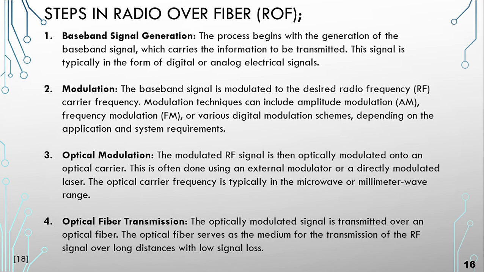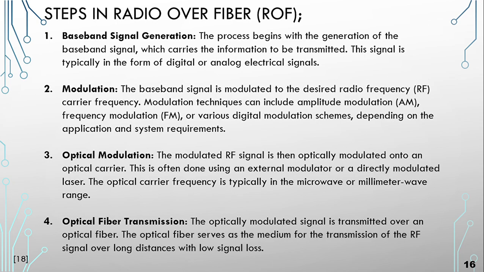Modulation techniques can include amplitude modulation, frequency modulation, or various digital modulation schemes, depending on the application and system requirement. Third step is the optical modulation. The modulated RF signal is then optically modulated into an optical carrier. This is often done using an external modulator or a directly modulated laser. The optical carrier frequency is typically in the microwave or millimeter wave range.